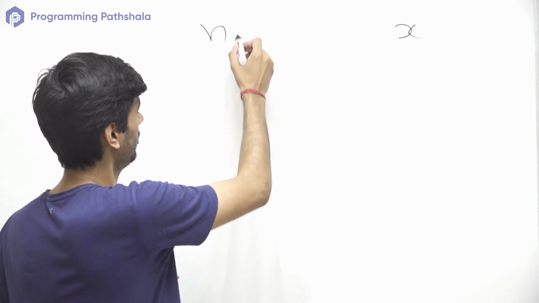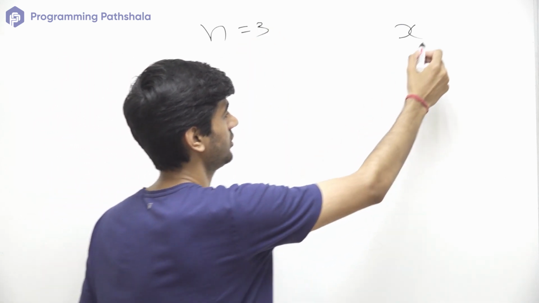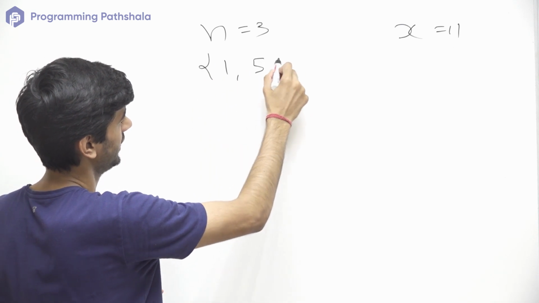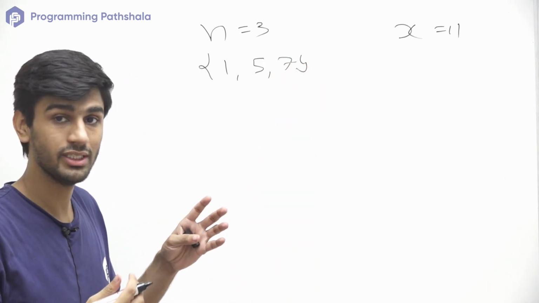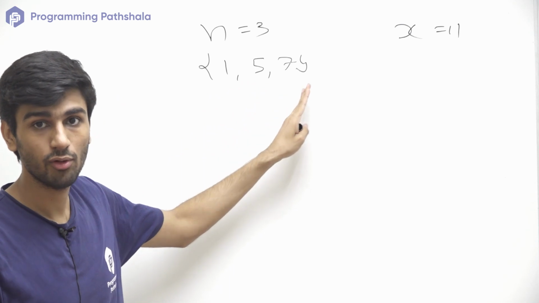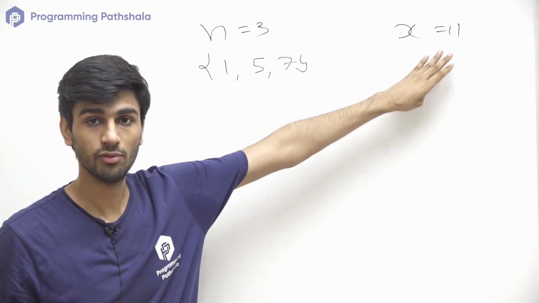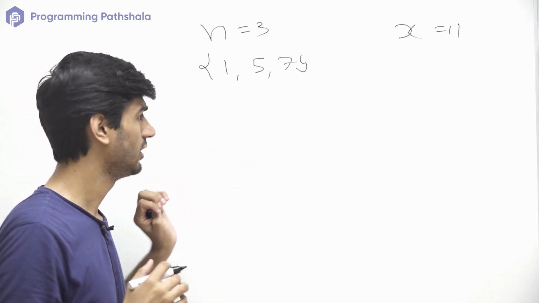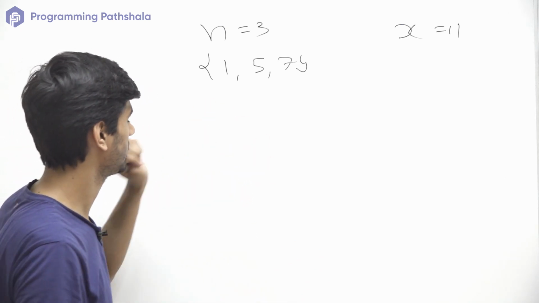For example, if n is equal to 3 and x is equal to 11, and let's say the values of coins are 1, 5 and 7. So we can use coins with value 1, with value 5 or with value 7 to produce a sum of 11, and we have to find out the minimum number of coins that will be required to do so, right? So let's see how we can get a sum of 11 using these coins.